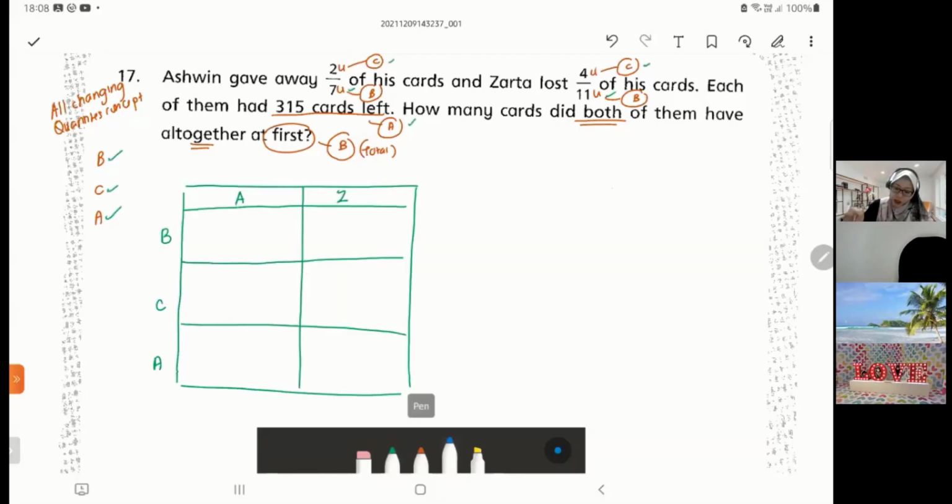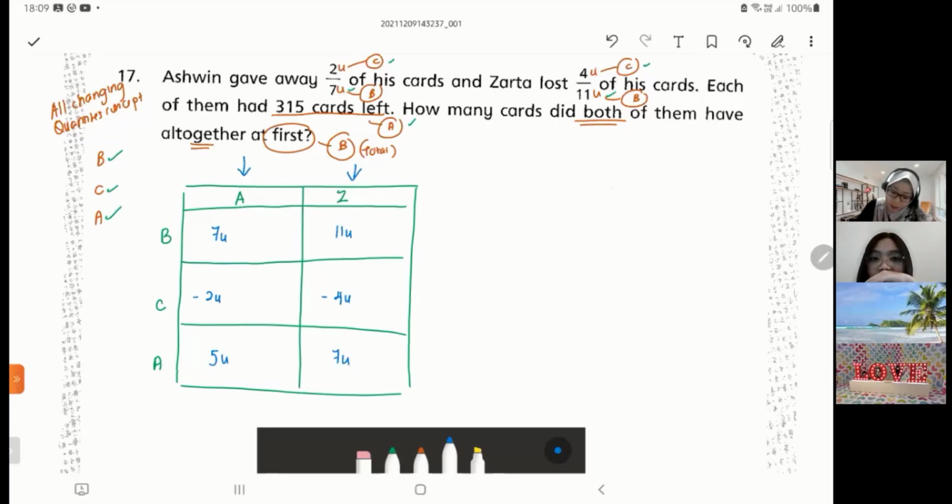Fill up the information. So Ashwin gave away 2/7. The 7 is the before. The giveaway is minus 2 units. Okay. Zarta have 11 units for the before. He gave away, or he lost, there's a change, minus 4 units, like that. Right? Then you just go down the column. 7 minus 2 is 5 units. 11 minus 4 is 7 units.